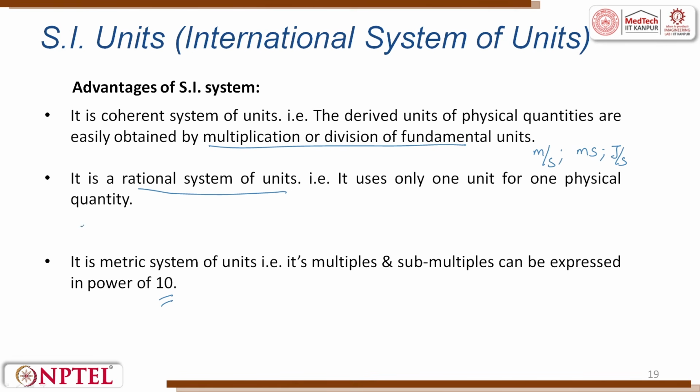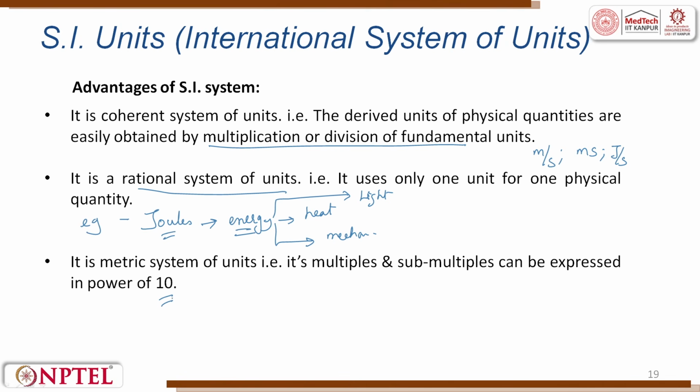Here, if you want to see an example, we can look at the use of joules. It can be used for energy, right. It uses only one unit for one physical quantity, energy, at all times. For example, it can be heat energy, mechanical energy, or light energy. All will use only joules as the unit. So, it is a rational system of units.